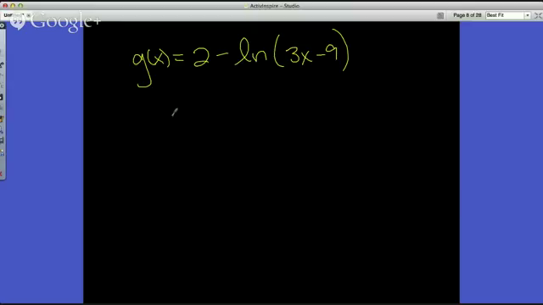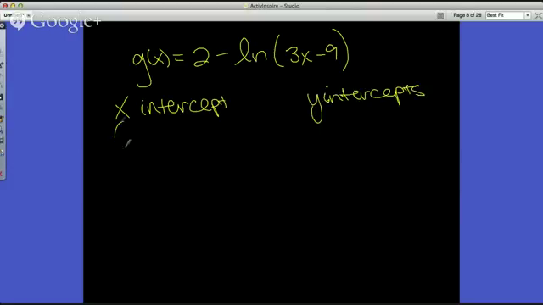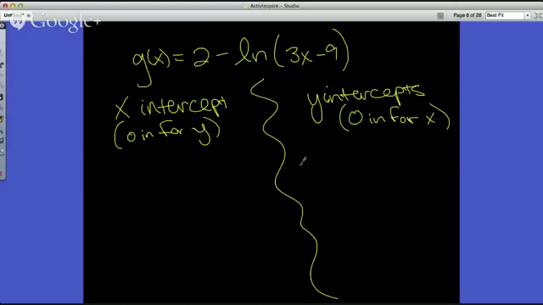That's right. All right, so this asks, what are the x-intercepts and y-intercepts? Okay, let's review. For x-intercepts we plug 0 in for y. And for y-intercepts we plug 0 in for x. Okay, good. All right, so that right there is key to what we're trying to do.